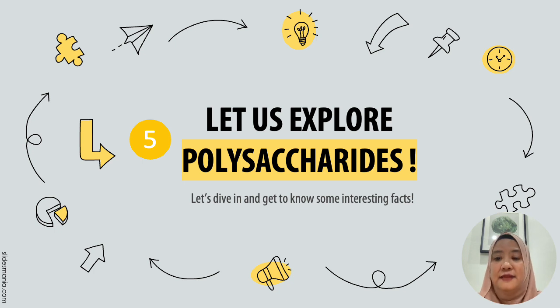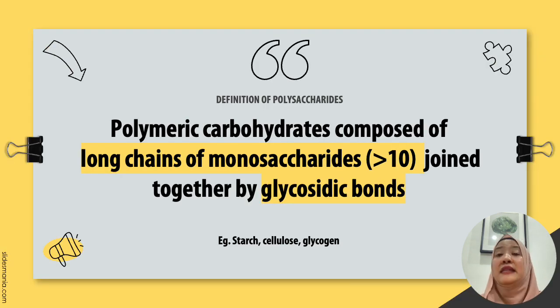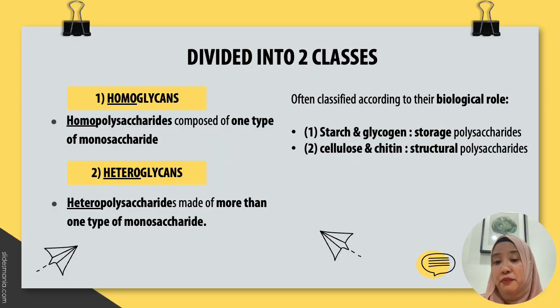Lastly, polysaccharides. Poly, as the name suggests, means many sugars. It has long chains of monosaccharides, greater than 10, joined together by glycosidic bonds. It's just the number of sugars combined that differentiates between disaccharide, oligosaccharide, and polysaccharide. It's just the numbers that differentiate. It can be divided into two classes: homoglycans and heteroglycans. Homoglycans are composed of one type of monosaccharide. Hetero means more than one, so it is a combination of different types of monosaccharides.